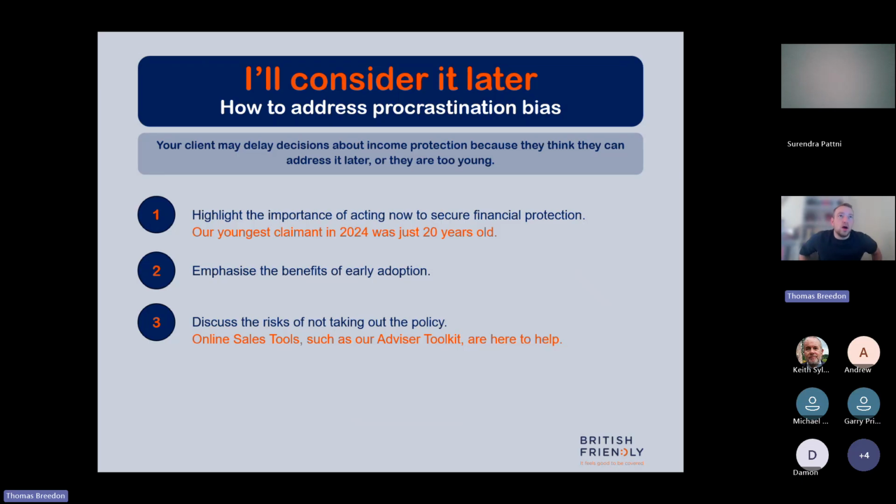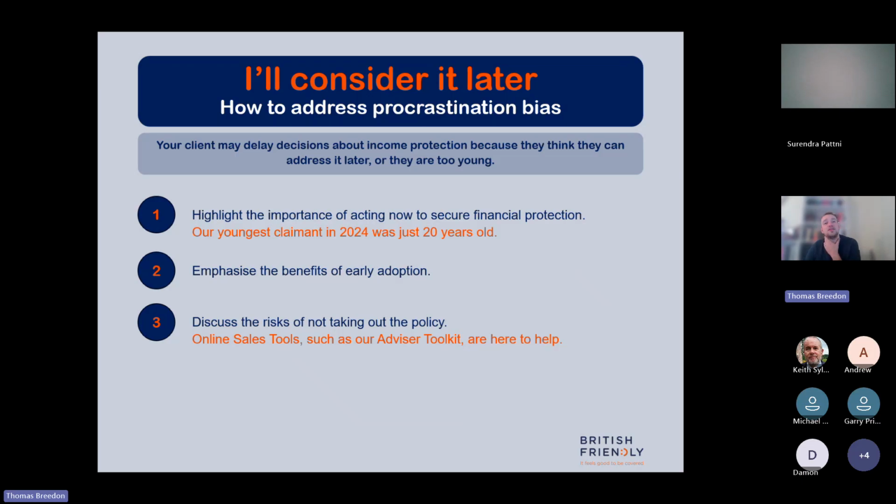To go on to the final, most common objection that we found: "I'll consider it later", which is, as I said at the start, my biggest gripe and probably one of your biggest gripes, I imagine, for a lot of your advisors. Consider it later: how to address procrastination bias ultimately.